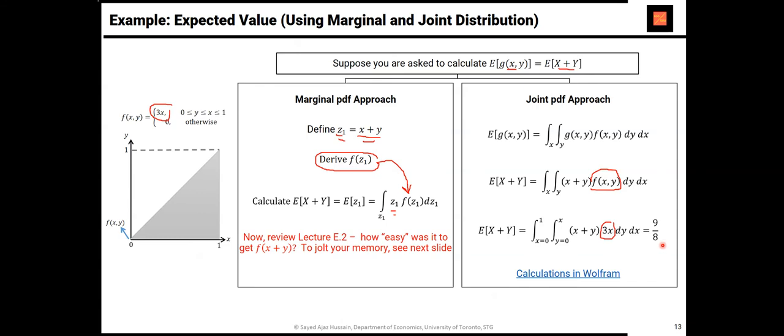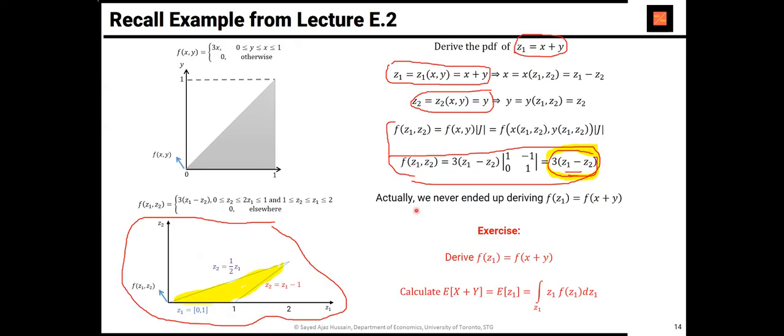No need to do this horrible, ugly math that we did last time. So anyway, pain is good, pain is gain. To test your principles and understanding, you should do this anyway. I never end up deriving f of z1. You should derive f of z1 on your own and verify that you get the same answer for the expectation as using the joint PDF approach.